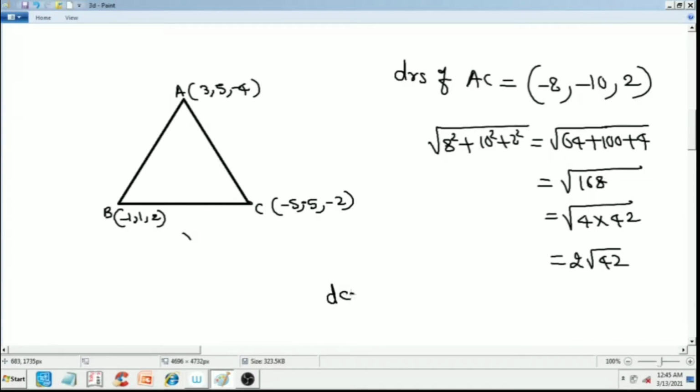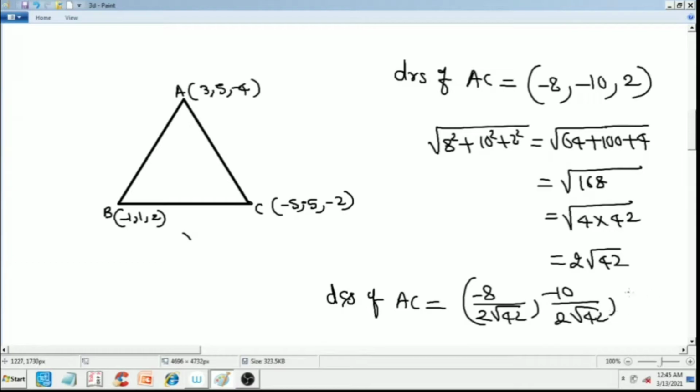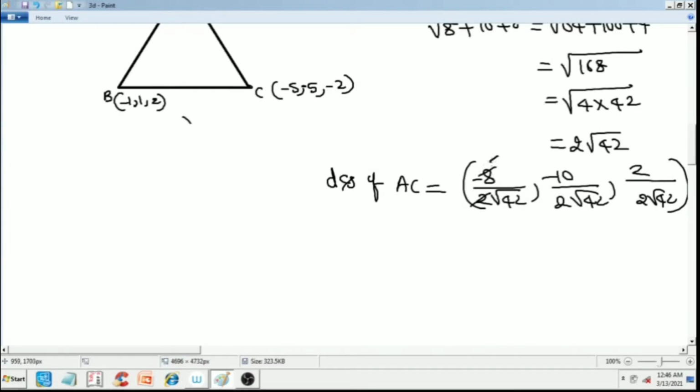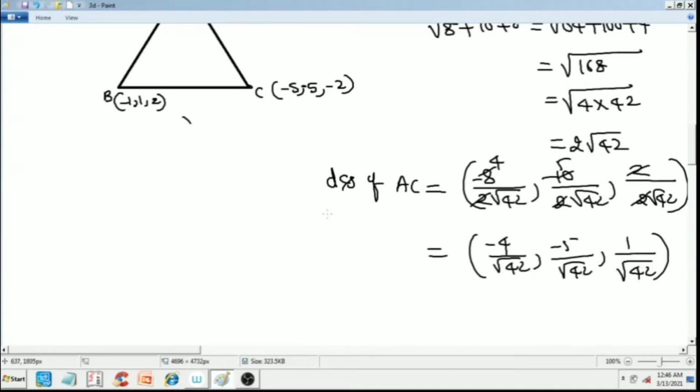Now DCs of AC can be written as minus 8 by 2 root 42, comma, minus 10 by 2 root 42, comma, 2 by 2 root 42. From here, in the denominator 2 4s, 2 5s, 2 1s. So here DCs come out to be minus 4 by root 42, comma, minus 5 by root 42, comma, 1 by root 42. That's all. This is the DCs of AC.